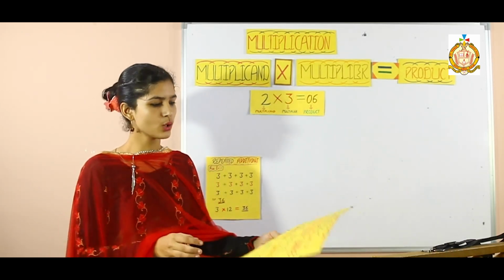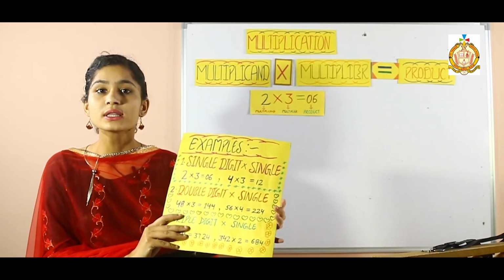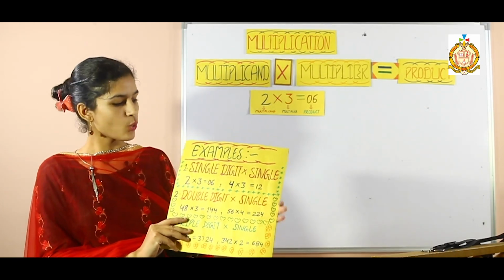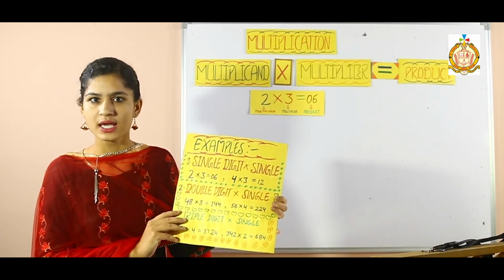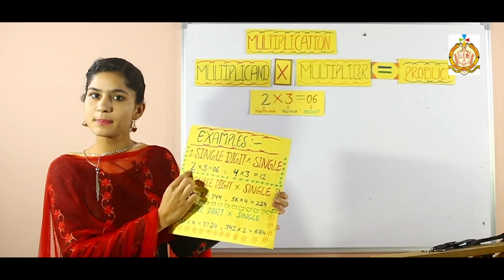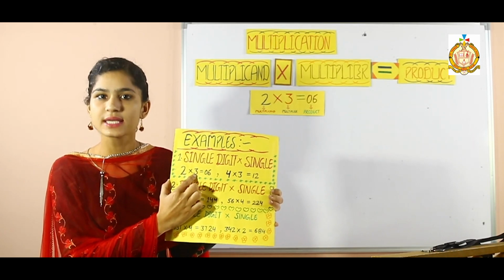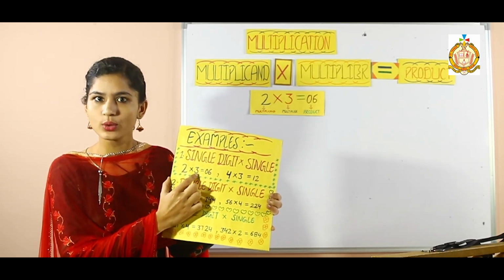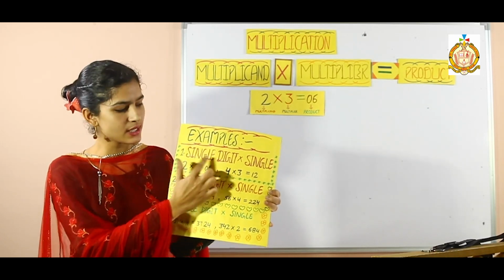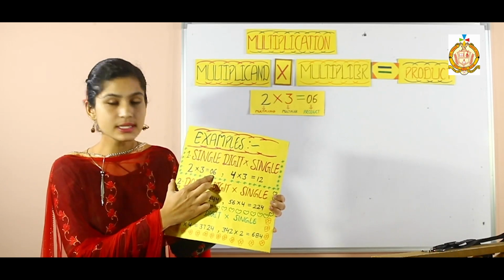Now look here. In our syllabus we will do 3 types of multiplication. The first one is single digit into single digit. It means your multiplicand has a single digit and the multiplier also has a single digit. 2 is single, 3 is single, only one digit each. Then the answer we get is 6.